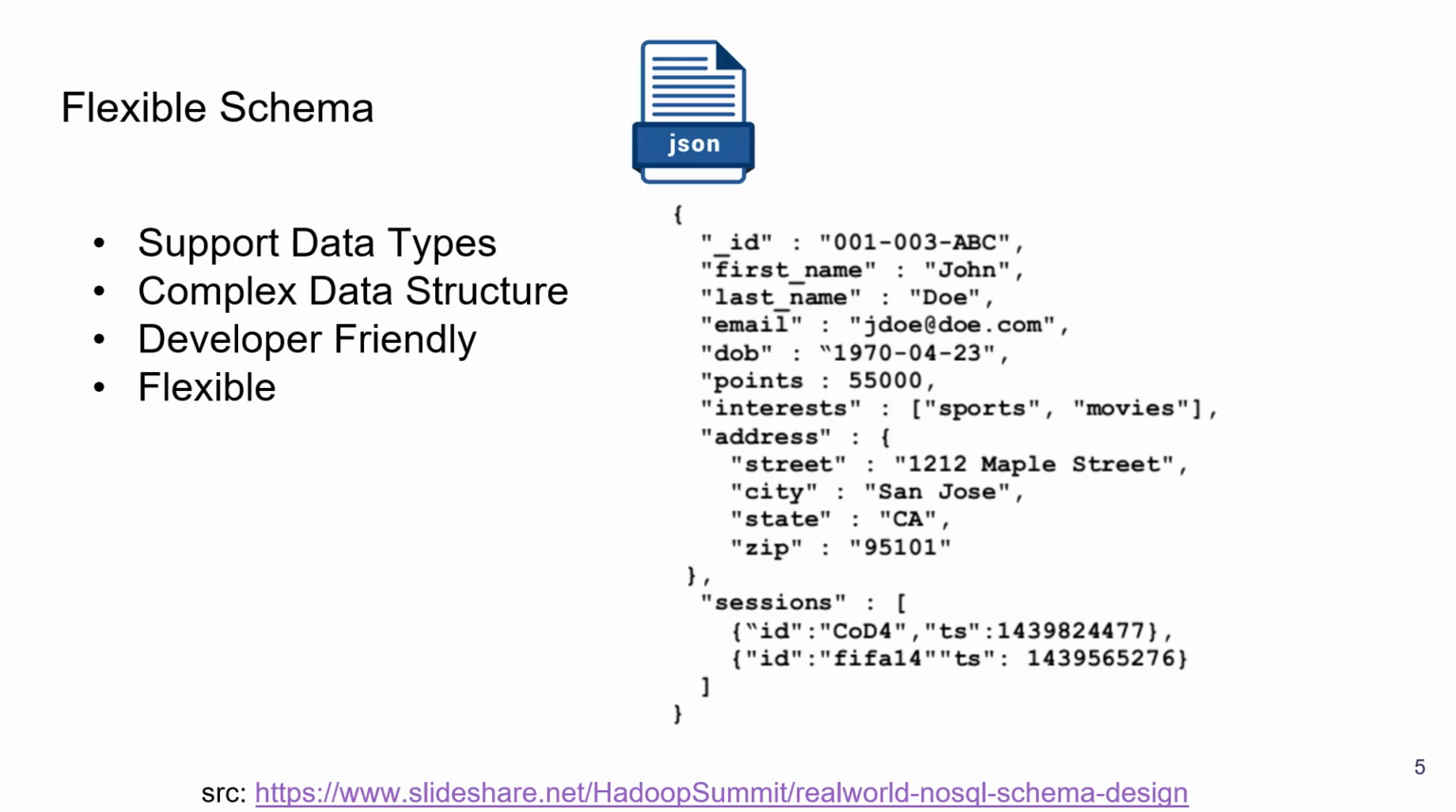These slides show us an example of a JSON document. I will explain this example later, but what we can see from this is that JSON, or the document structure, allows us a flexible schema mechanism to store data. That means it supports various data types and complex data structures. It is also developer friendly, and in conclusion, it is very flexible. So let's have a look in detail.